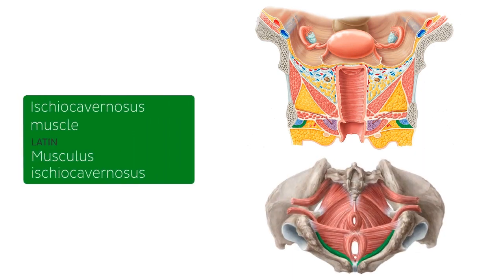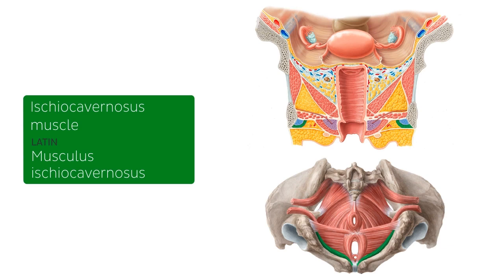And the ischiocavernosus muscle, which I mentioned on the previous slide, arises from the inner surface of the ischial tuberosity and inserts into the crura of the clitoris, which it also covers. And the function of the ischiocavernosus is to flex the anus and tense the vagina during orgasm, as we briefly alluded to in the previous slide.